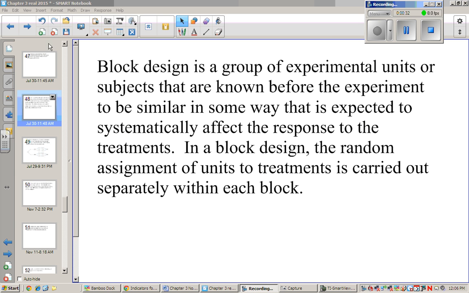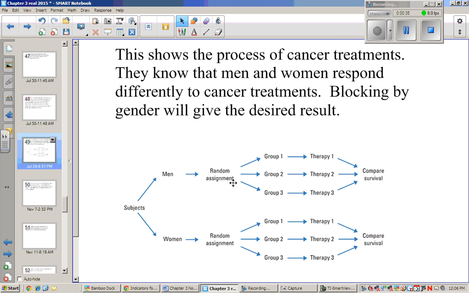So, for instance, this is one about cancer treatments. They think, or they know, that men and women respond differently to different cancer treatments. Since we know that coming into the study, we take all of our subjects and separate them into men and women. Once we have our men and women in separate groups, we want them to go to a random assignment into the three different groups, which correspond to the three different therapies that this study is going to provide. And then we want to compare the survival rates at the end.